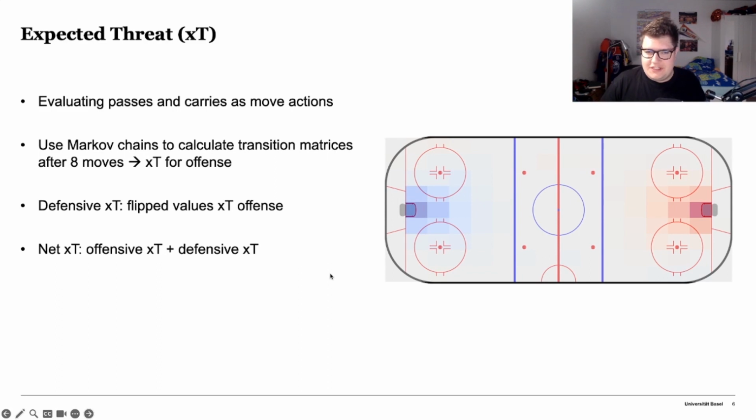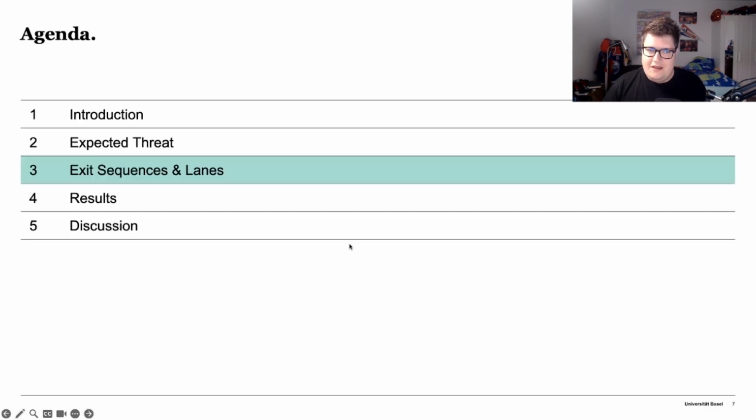Then I used the Markov chain technique to calculate the transition matrices after 8 moves. That's where I got the best values, and got the xT matrix for offense. Then I flipped the values around so that it makes sense for defense, and got the defensive expected threat values. By combining offensive and defensive expected threat, I got a net xT value that encompasses both the danger reduced defensively and the danger added offensively.